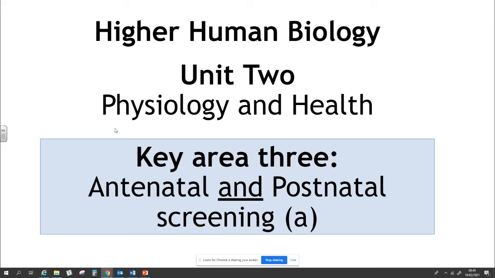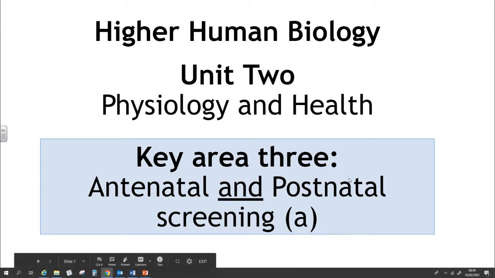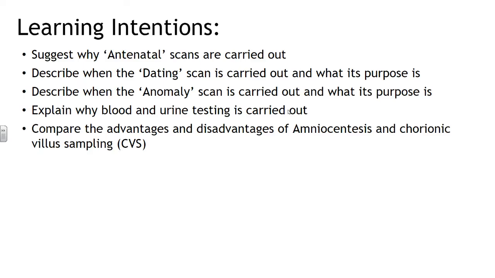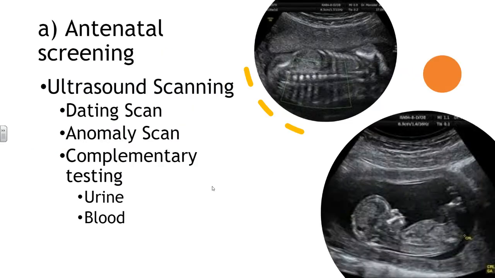In this video, we're going to look at Higher Human Biology, Unit 2, Physiology and Health, Key Area 3, Antenatal and Postnatal Screening. This video mainly covers the first sub-key area A. So we're going to look at why antenatal screening tests have to be carried out, describe what the dating and anomaly scans are, when they're carried out and what the purposes are, why blood and urine testing is carried out, and again, what the purpose of this is, and compare the advantages and disadvantages of amniocentesis and chorionic villus sampling.